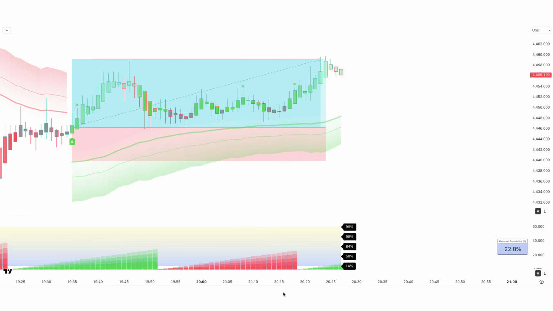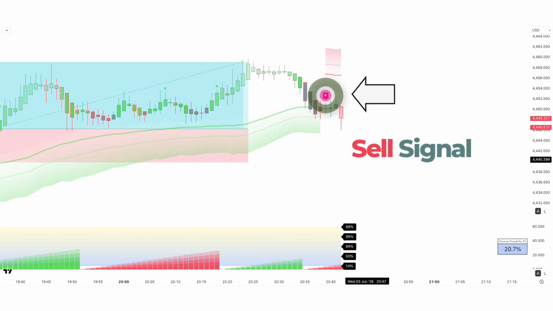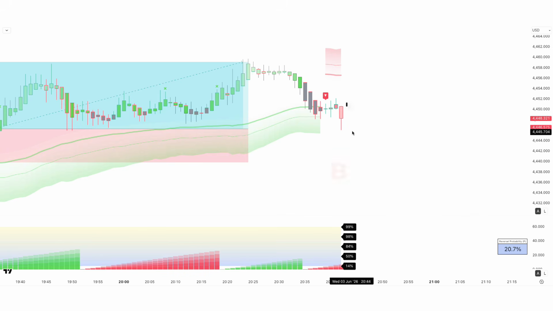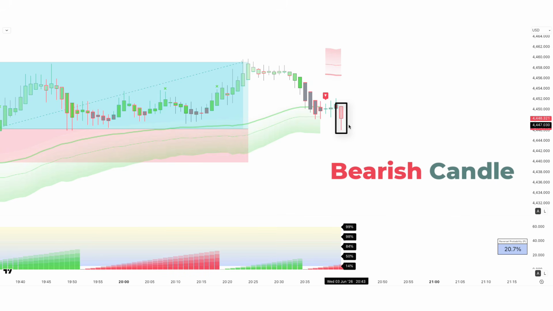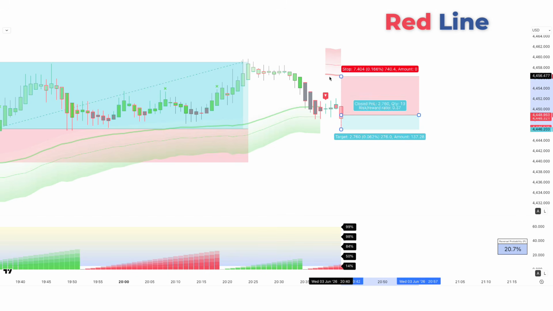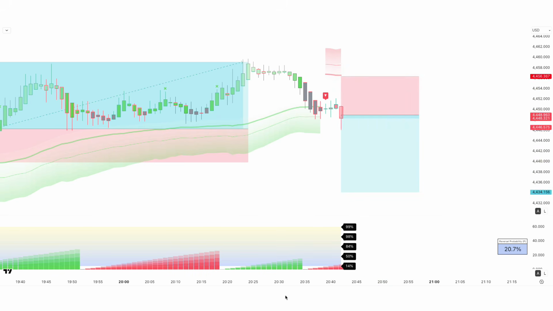Let us now understand the short position. When the Fibonacci Entry Bands show an arrow down, this is a sell signal. When the Trend Reversal Probability shows red columns, and when the market forms a bearish candle, if this condition is fulfilled, then we will place a sell order. Our stop loss is to be placed at the red line, and the risk to reward ratio will be 1:2.